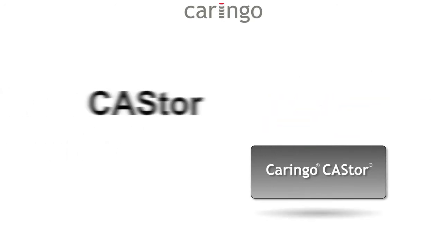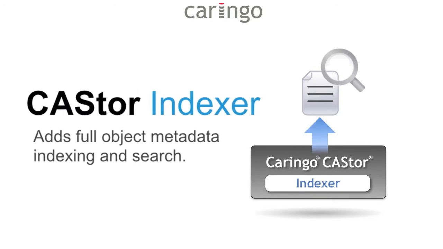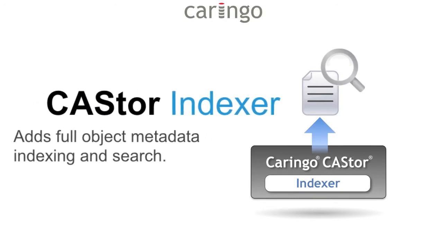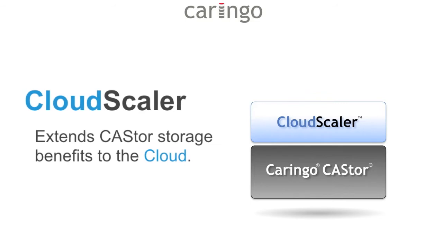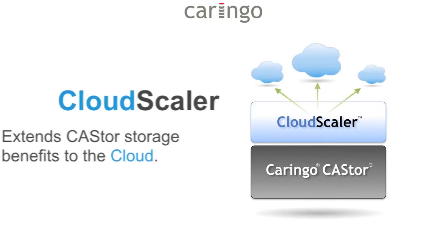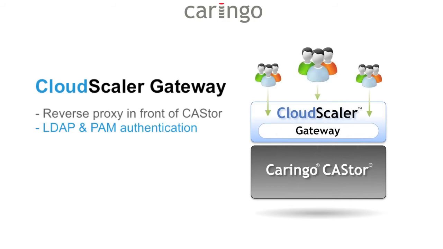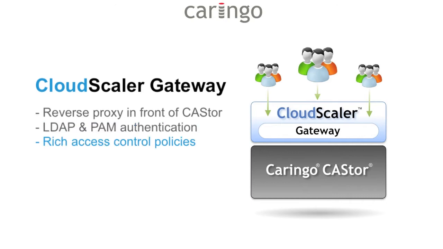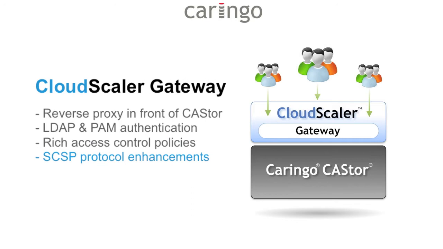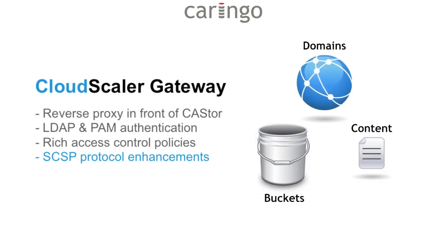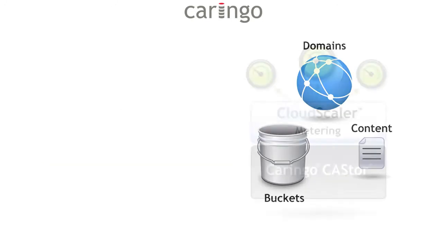In addition to CAStor itself, the CAStor Indexer adds full object metadata indexing and search to the CAStor foundation, and the CloudScaler components further extend those benefits to the cloud. The CloudScaler Gateway provides a reverse proxy in front of CAStor storage with value-added features like LDAP and PAM-based authentication, the ability to specify rich access control policies, and SCSP protocol enhancements for things like creation of domains in a single request and recursive deletes of both a domain and a bucket and the content contained within them.